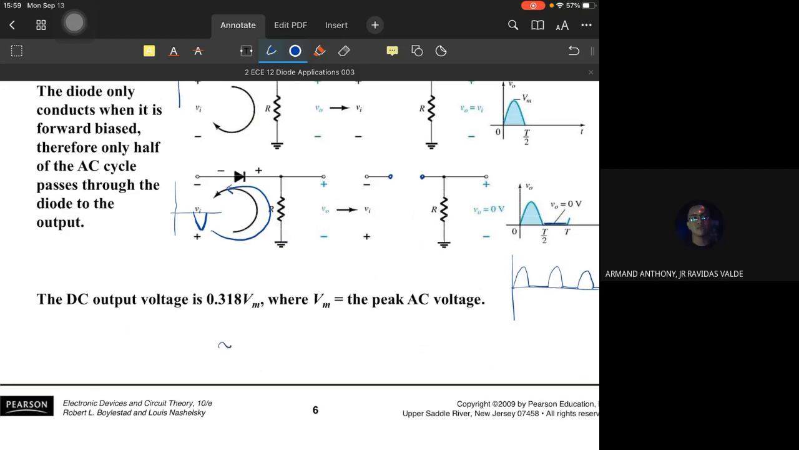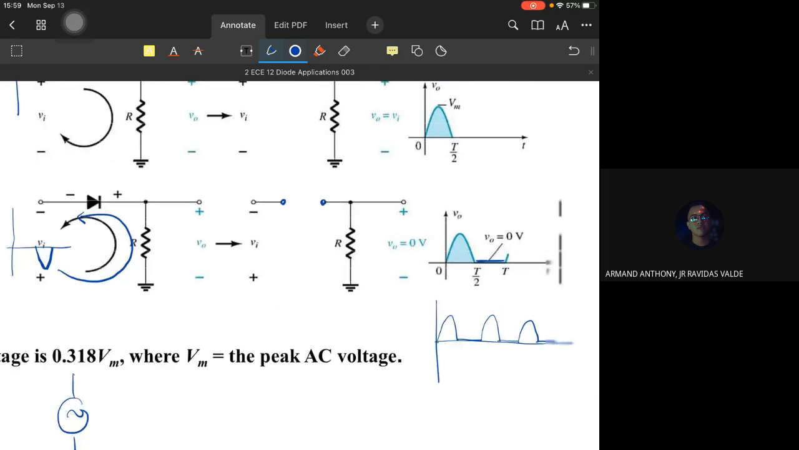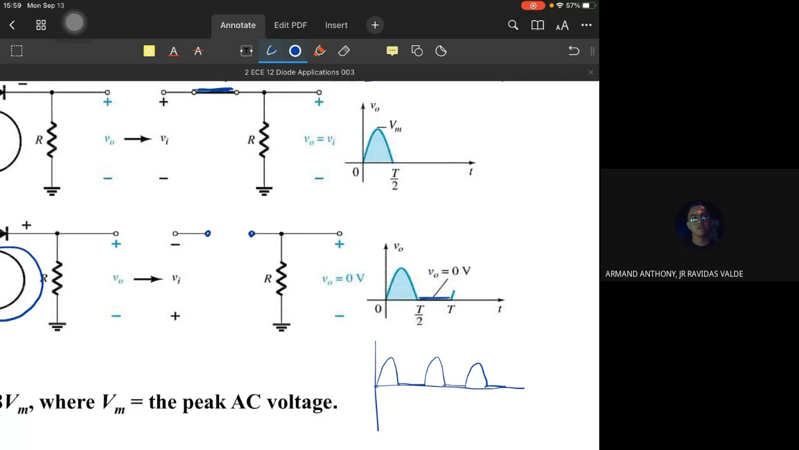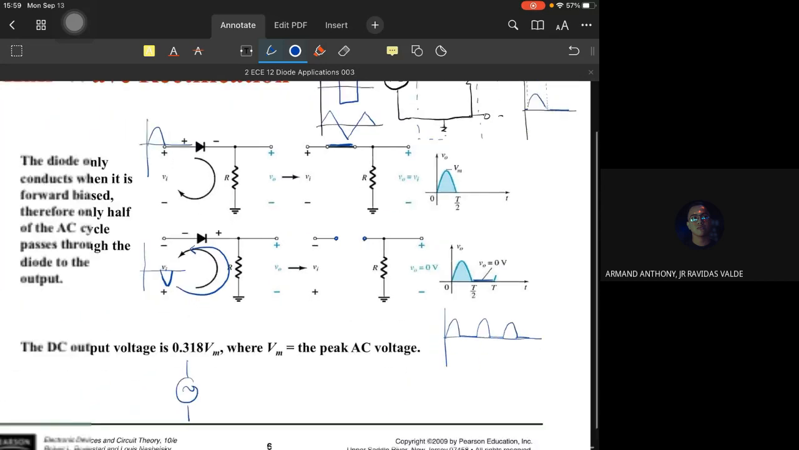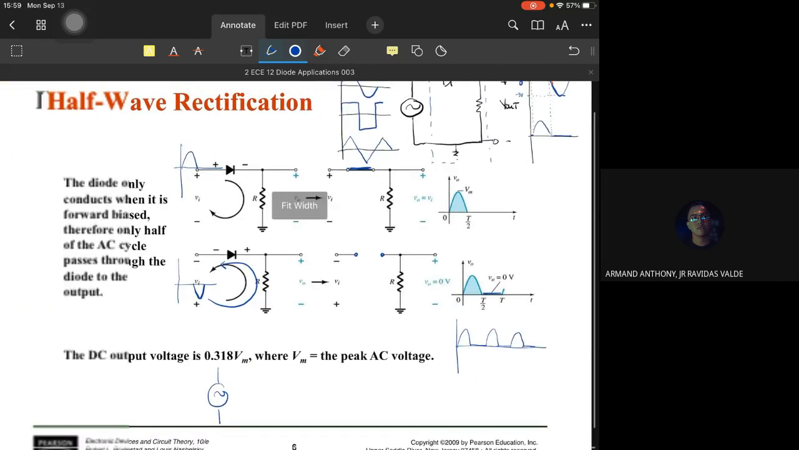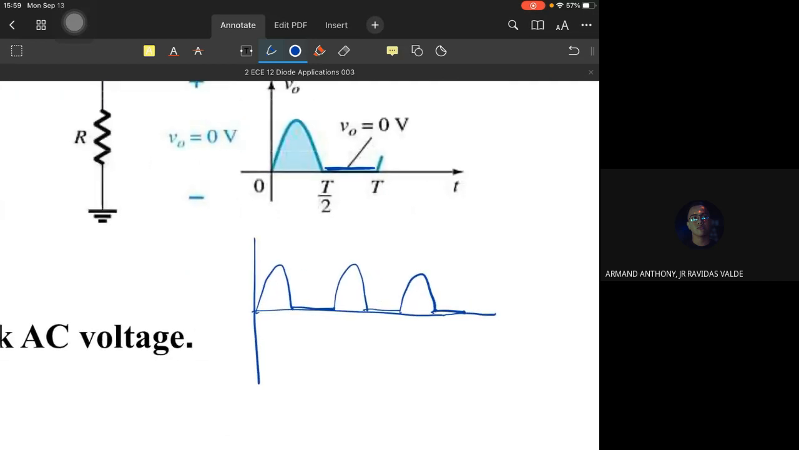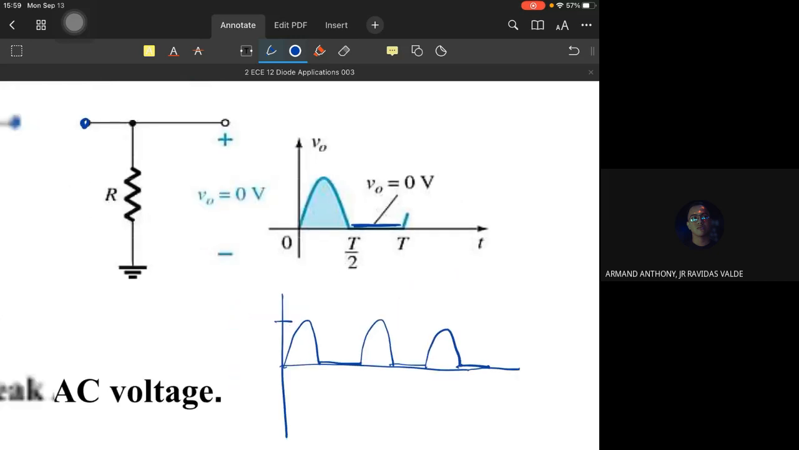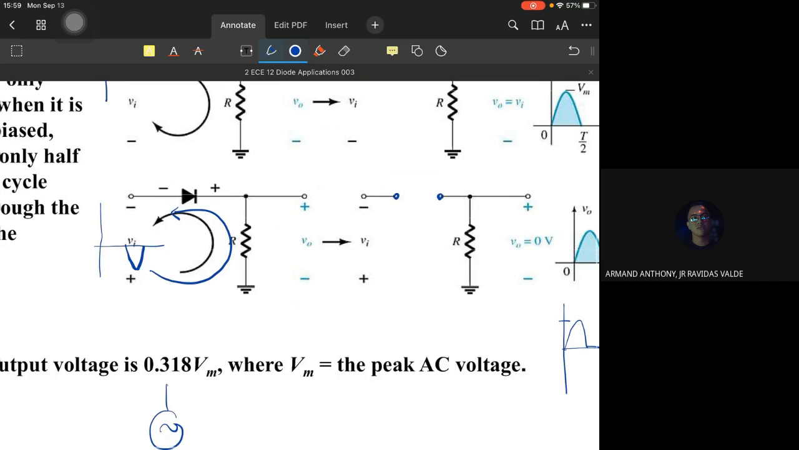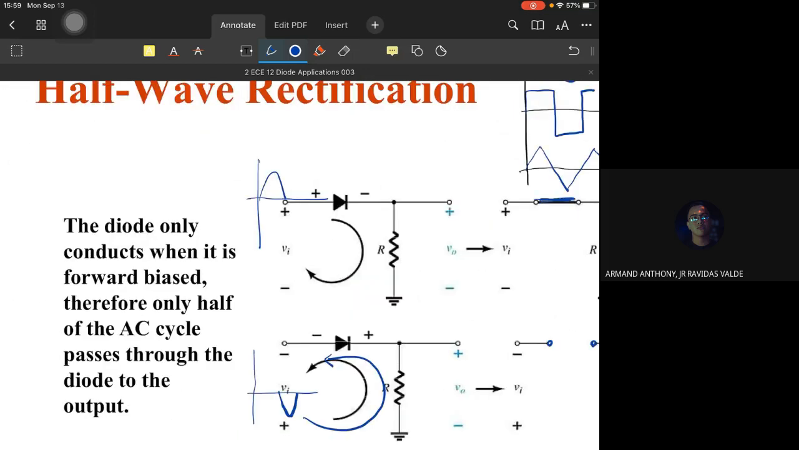Clarify lang, sir? Yes. What is the peak voltage of the graph at the bottom, the one that goes back and forth? Is it 0.7 or still 3 volts, sir? Kung pilay value sa input signal. 3 volts pa rin, sir. Okay.